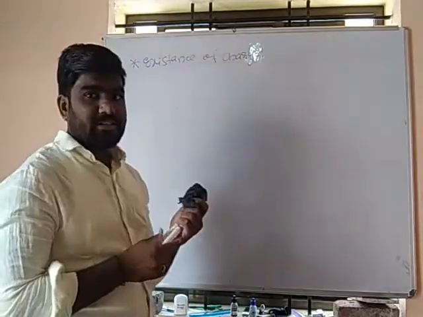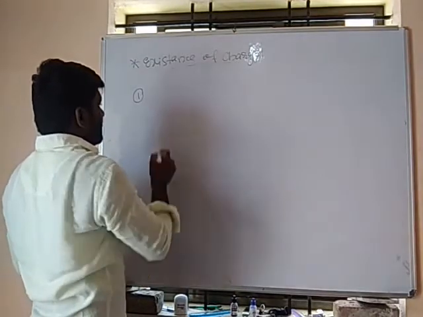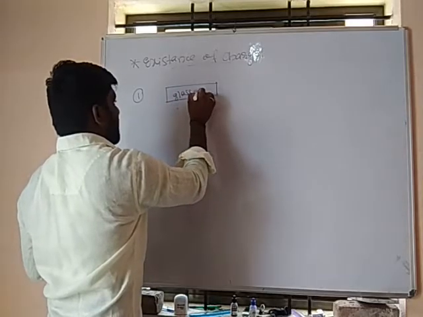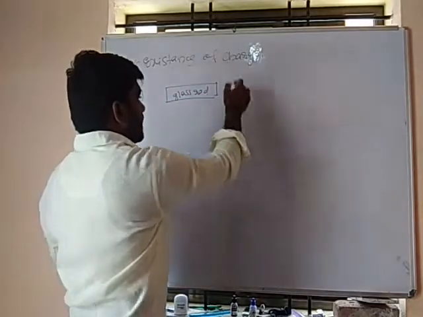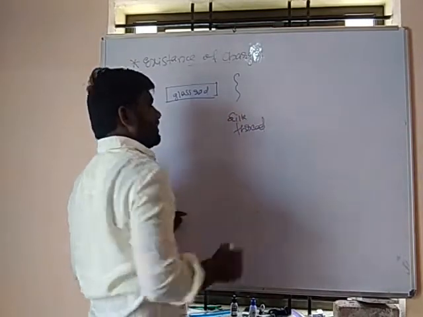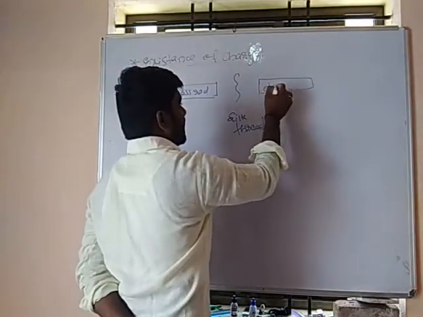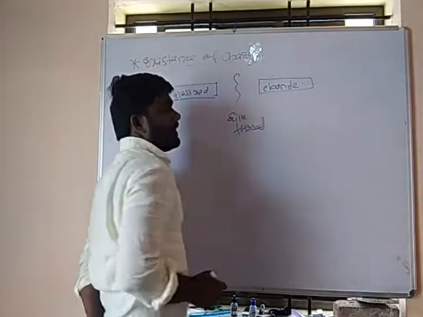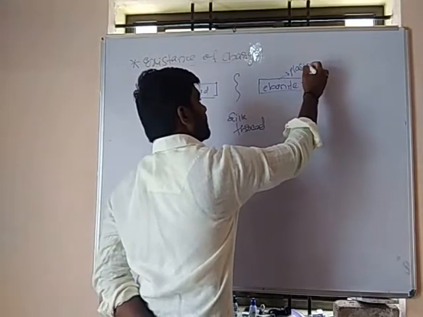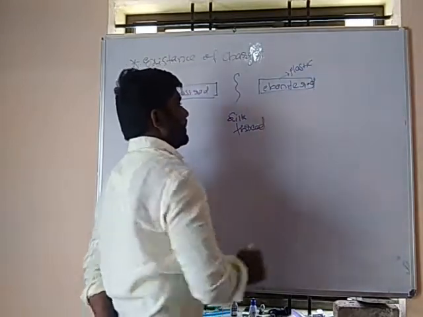Existence of charge means I am doing two experiments here. First experiment, I am taking a glass rod. Here I am taking a silk thread. Again I am taking an ebonite rod. Ebonite means what? It is plastic. Ebonite means plastic rod.